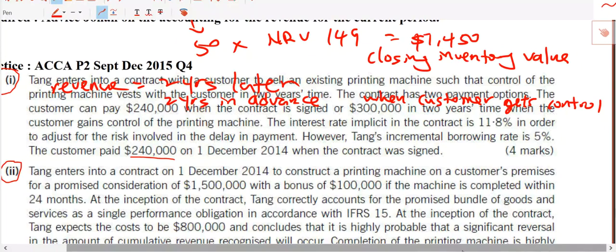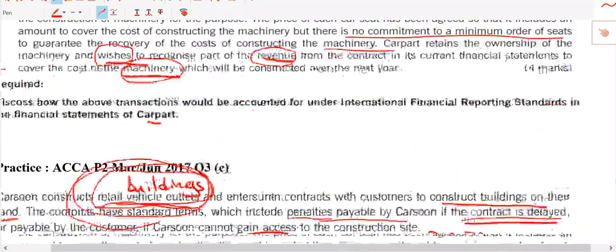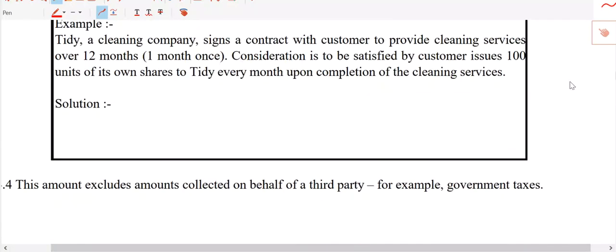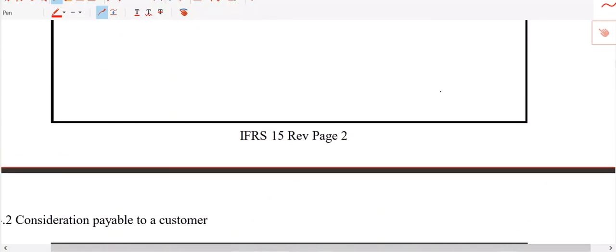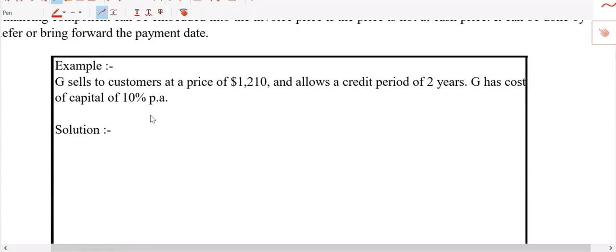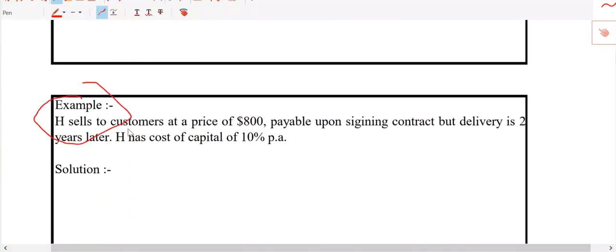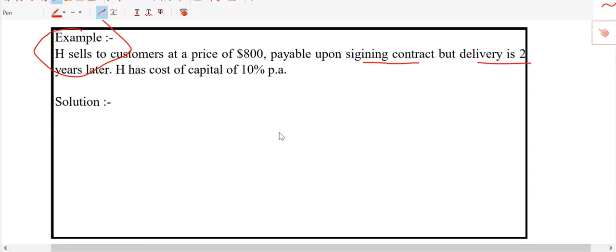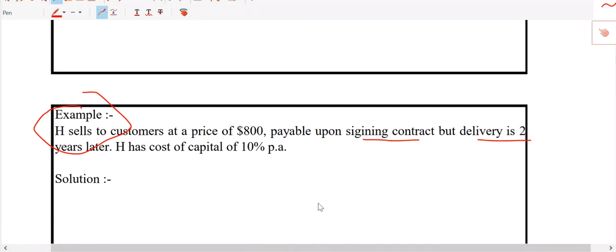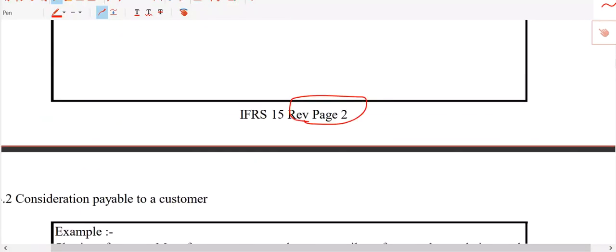Okay, we have an example. If you want to do a revision at home, this B1 relates to one of the examples on page 2, significant financing component, right? The second example, we sell to customer but ask the customer to pay upon signing contract but deliver 2 years later. Unfortunately, here it's totally blank because I didn't save the writing. But if you want to, it is page 2, the example H. So let's write down there.